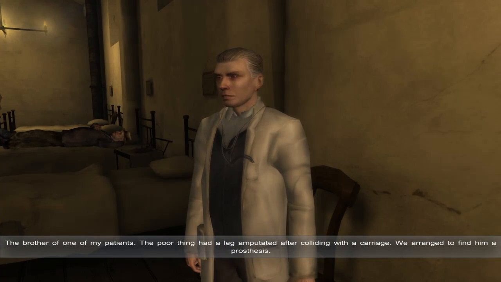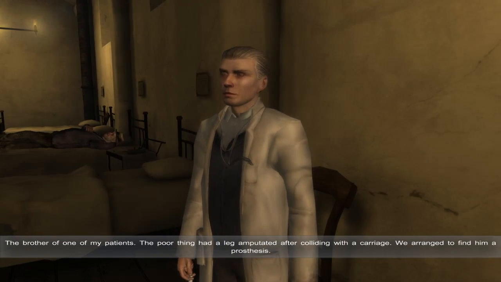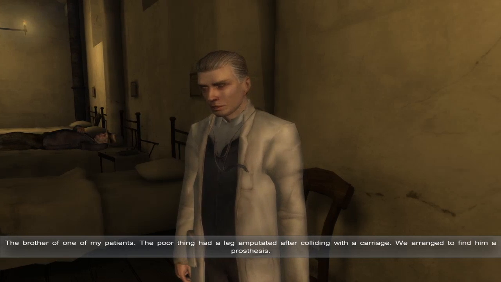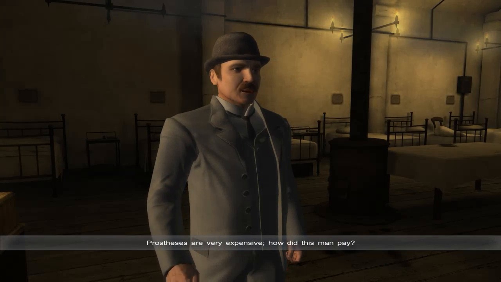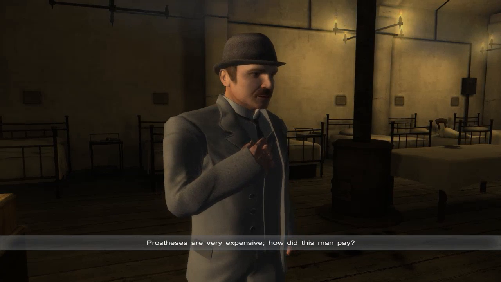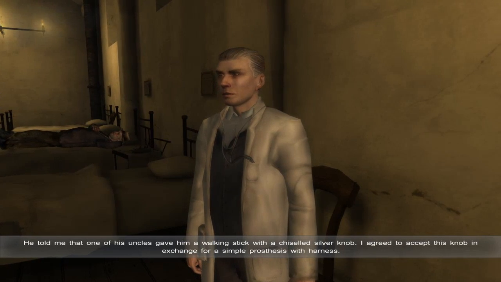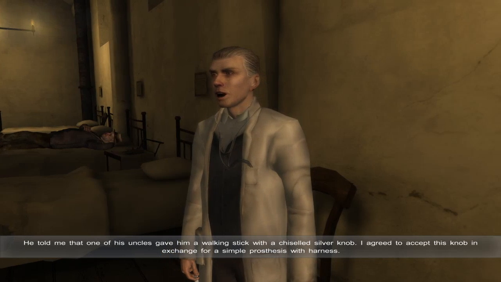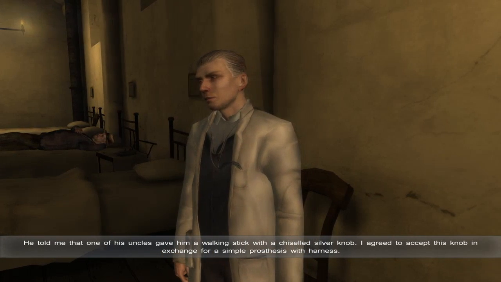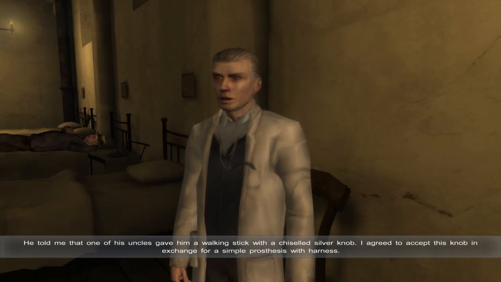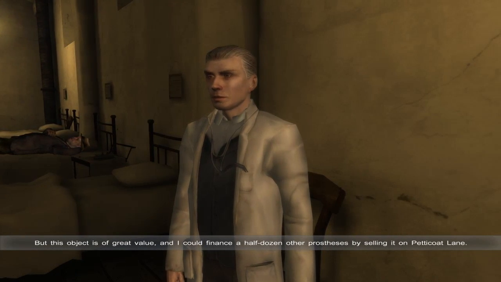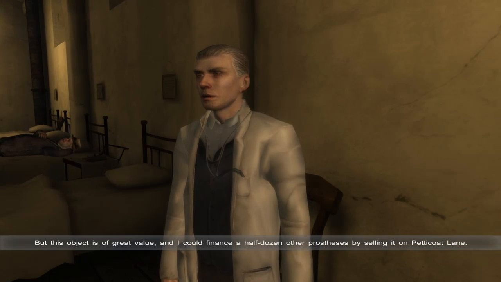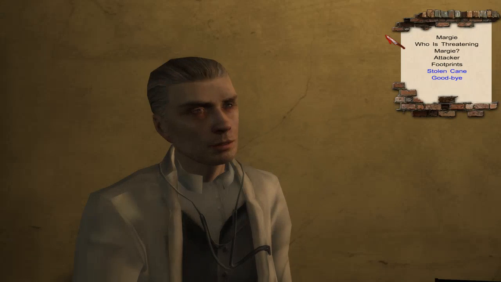The brother of one of my patients. The poor thing had a leg amputated after colliding with a carriage. We arranged to find her a prosthesis. Prostheses are very expensive. How did this man pay? He told me that one of his uncles gave him a walking stick with a chiselled silver knob. I agreed to accept this knob in exchange for a simple prosthesis with harness. But this object is of great value, and I could finance half a dozen other prostheses by selling it on Petticoat Lane.